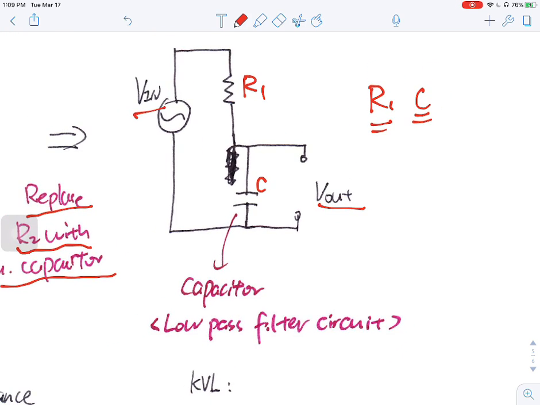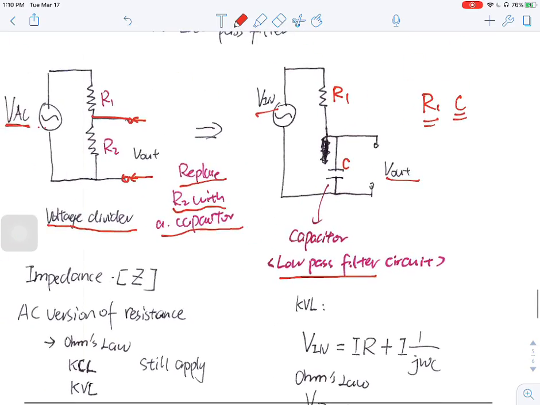But remember, if you want to have a low pass filter, or you heard about that word, that's probably an RC low pass filter with a capacitor and a resistor.